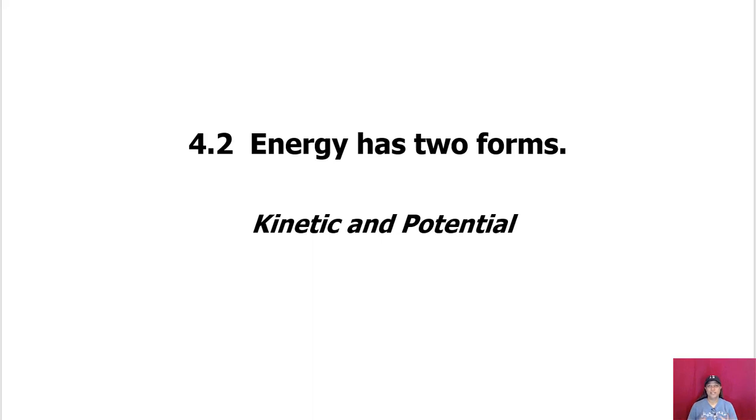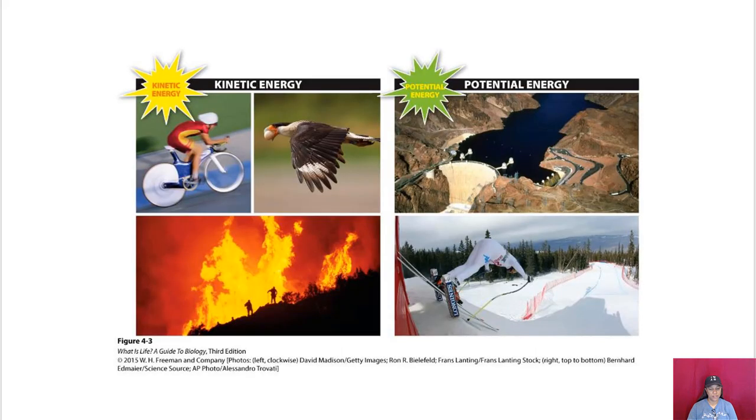Energy has two forms, and I need you to know this. Potential energy is one form, and kinetic energy is another form. So two basic forms of energy that I want you to remember. And it's really simple to remember these two. Kinetic energy is the energy of motion. If I'm in motion, then I have kinetic energy. So a bird flying, someone on a bicycle, even a raging fire is kinetic energy.